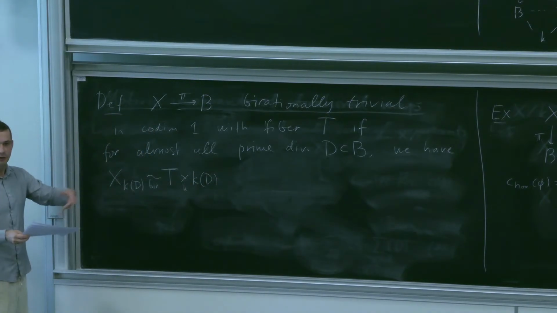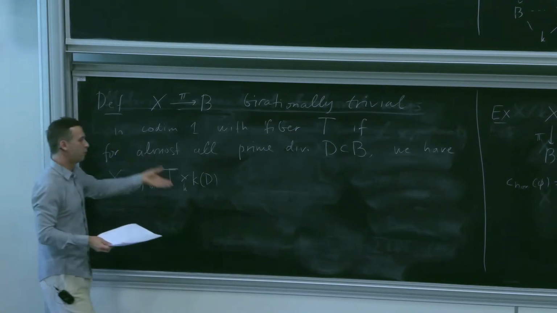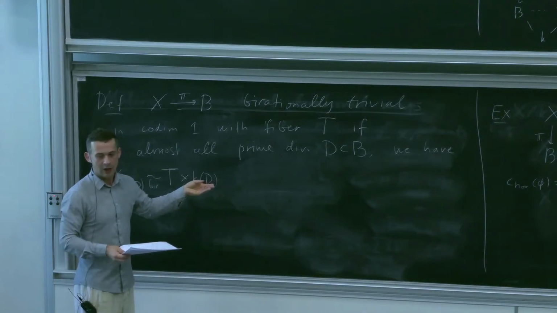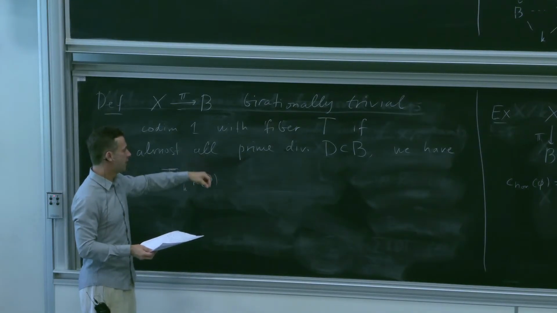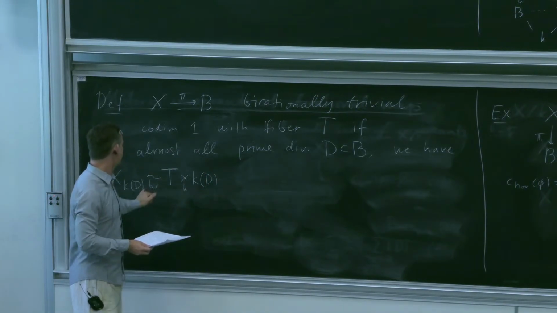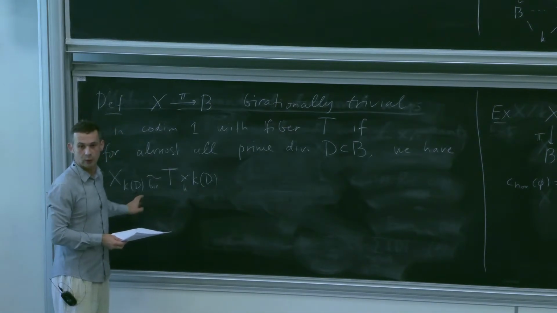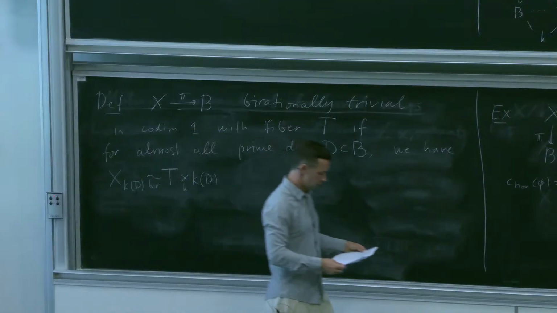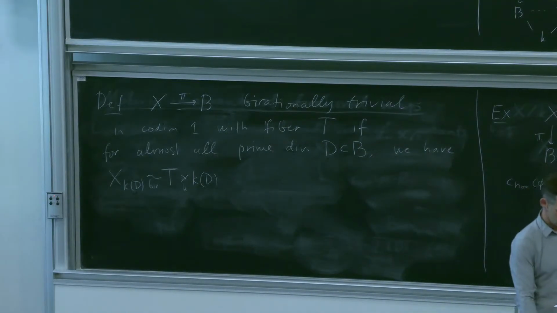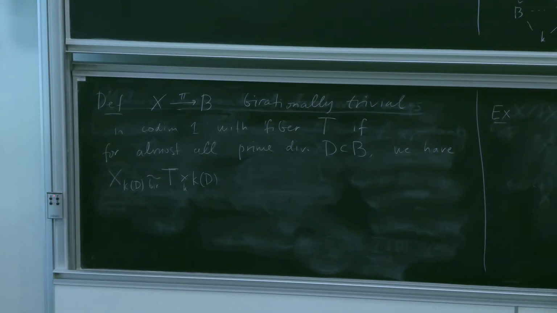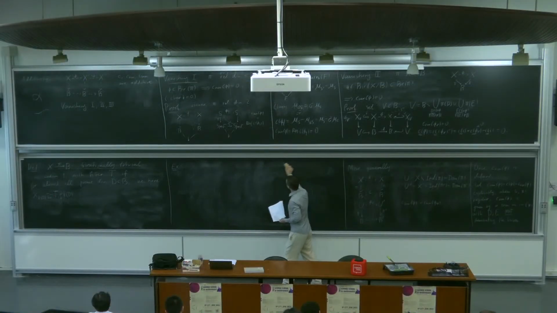So I want the map to have the same stuff hanging everywhere. But maybe I don't control the generic point of the base, but at least I want to control all the divisors on the base. And we'll see an example and how that's relevant. So the easy example is when my map is just trivial or locally trivial.